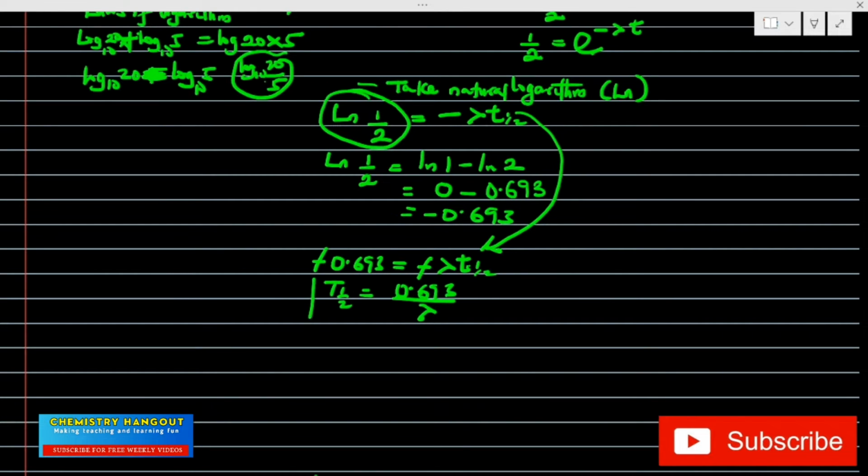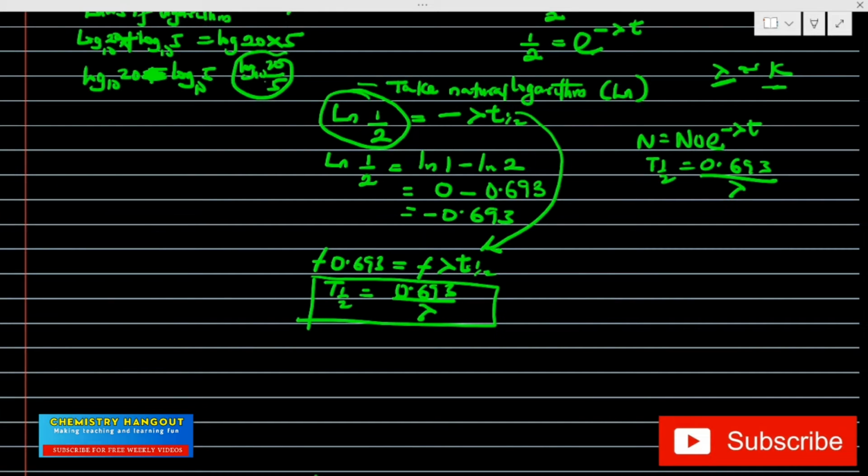Please take note of this. I've derived two formulas now. Very, very important. The first one is that N is equal to N naught exponential minus lambda t, while the second one is T half is equal to 0.693 over lambda. Some people use this lambda as k. It's still the same thing. It's a constant. Either you say lambda or k. So take note of this.